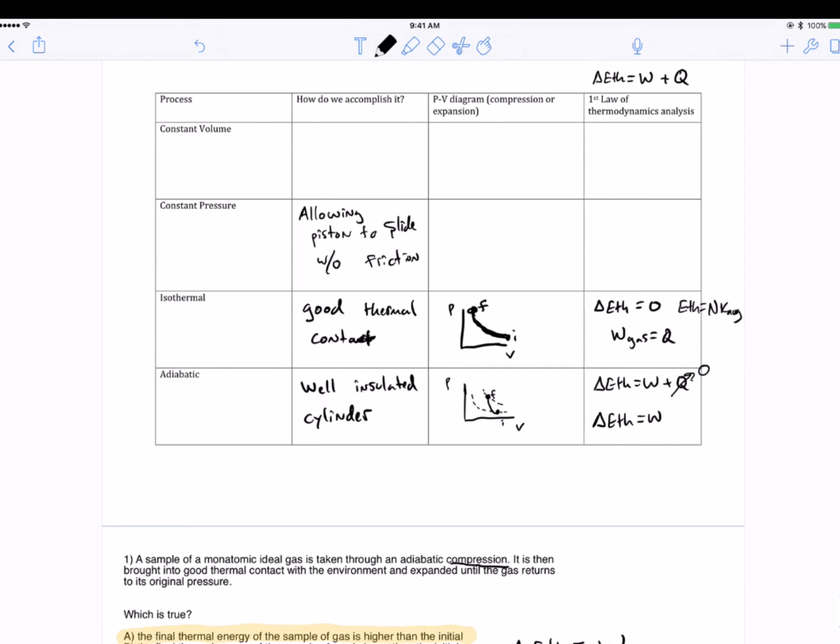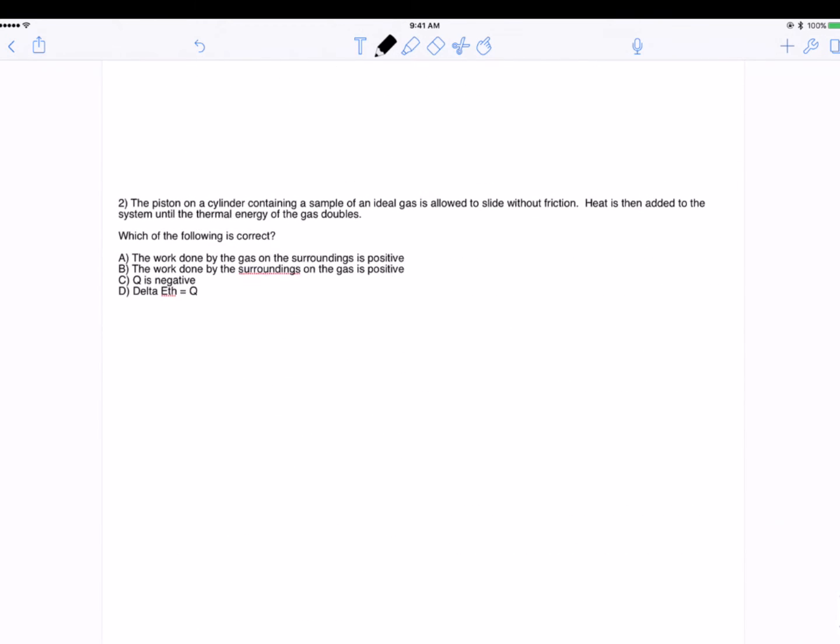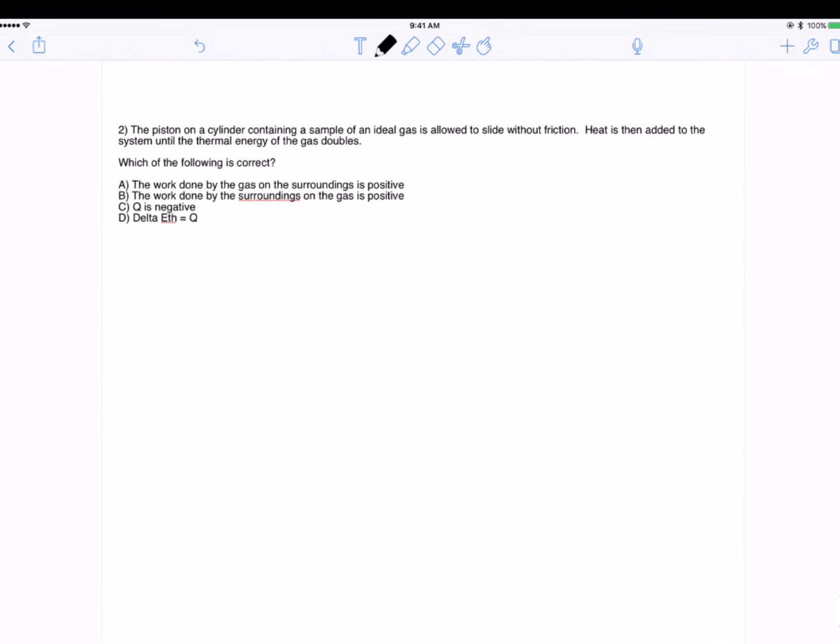Okay, and so let's think about the first law. Delta E_th equals W plus Q. In this case, I don't think there's much we can do with the first law. So let's see, what would this look like on a PV diagram? Well, the pressure is not going to change, so it's just going to be a horizontal line of some sort.